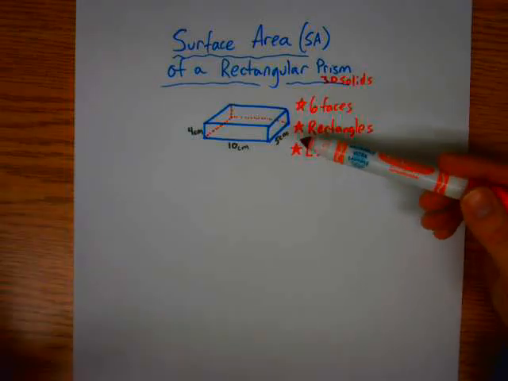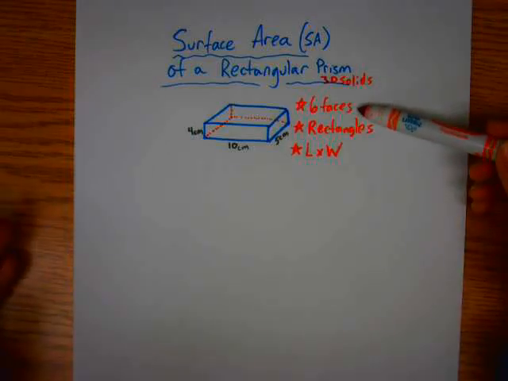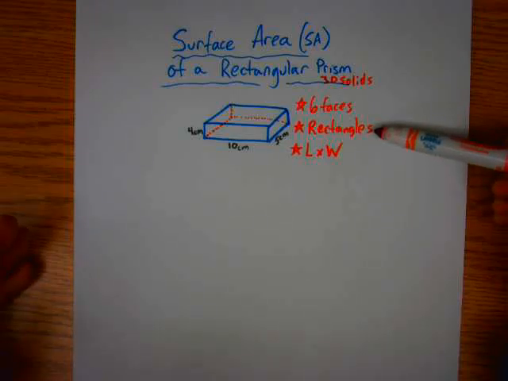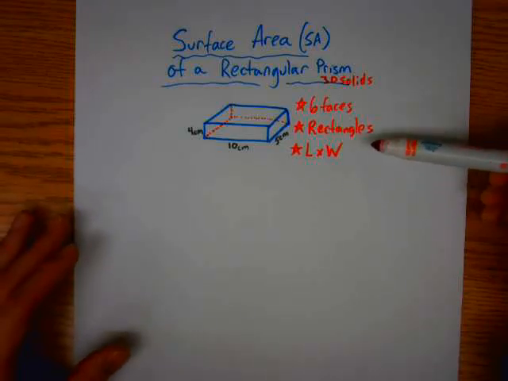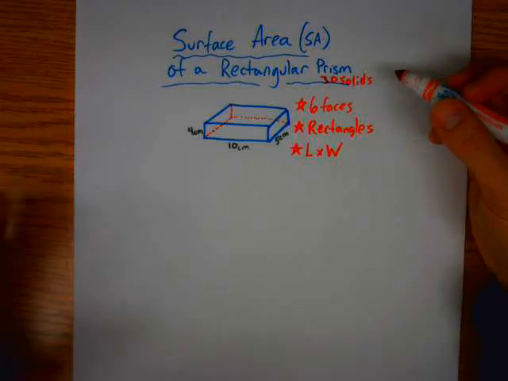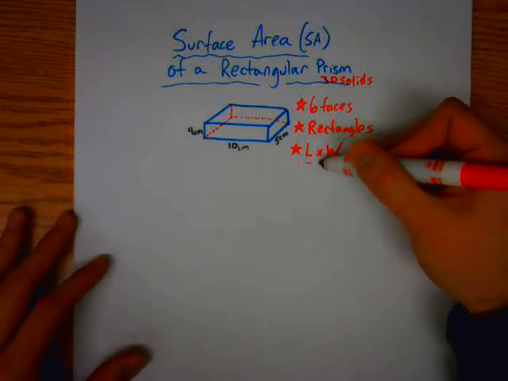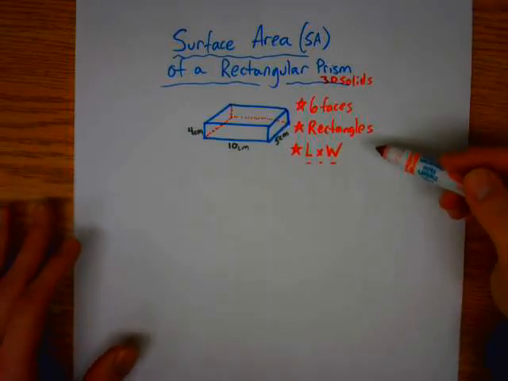They might look a little bit different, but they're always going to have 6 faces. They're always going to be made of rectangles. And we also know that in order to find the area of rectangles, we always do length times width. That's going to come super handy in just a few minutes.